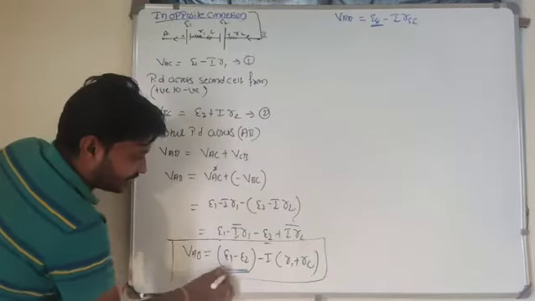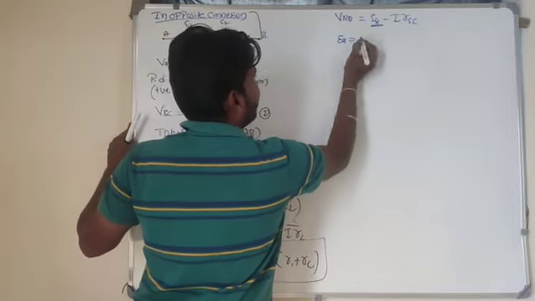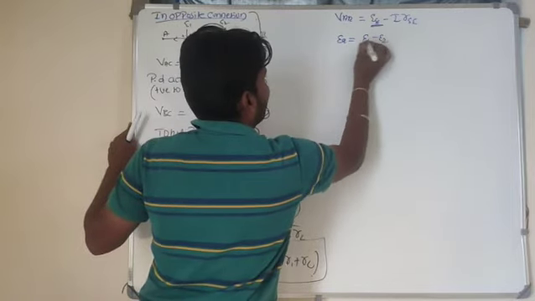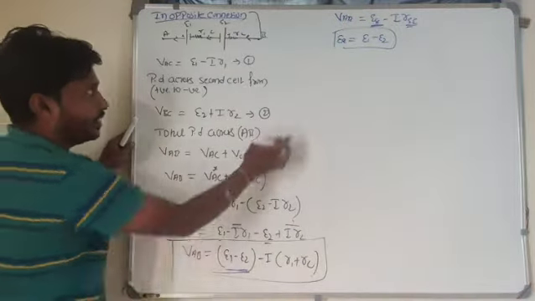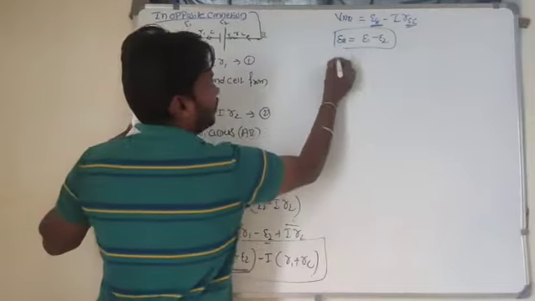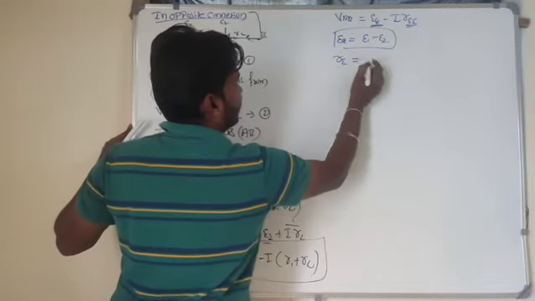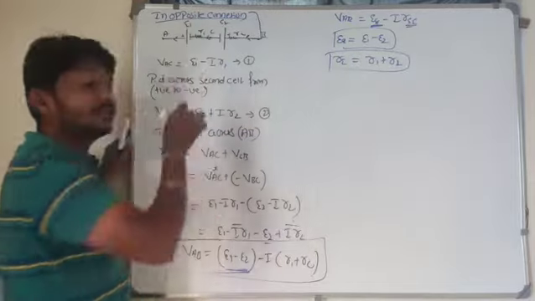Wherever E equivalent is there, I will take it as E1 minus E2. So E equivalent is equal to what? E1 minus E2. I will compare these two equations. Here E equivalent is there, and here E1 minus E2 is there. E equivalent is equal to E1 minus E2. R equivalent is equal to R1 plus R2.